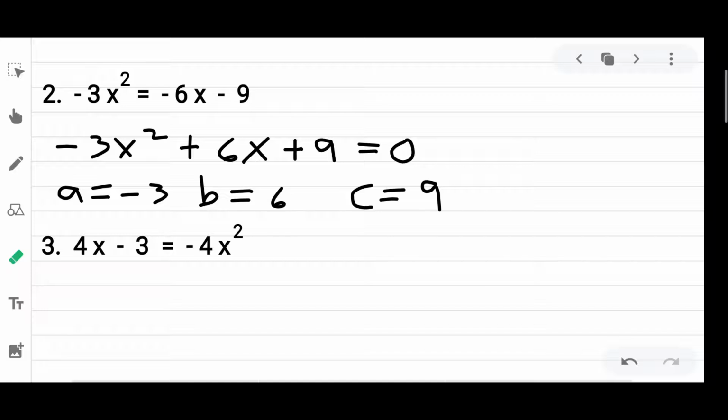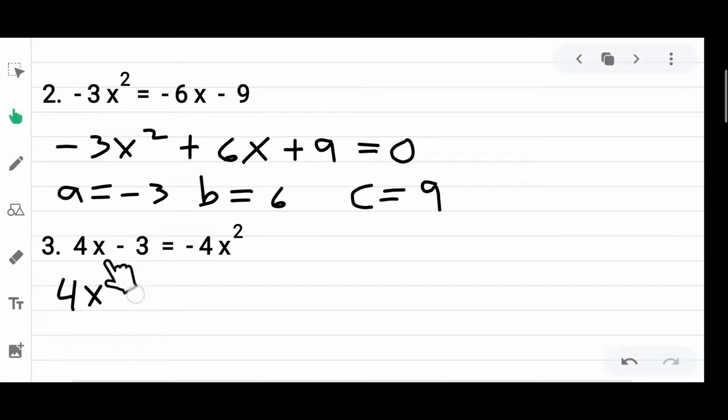For our third example, we have 4x minus 3 equals negative 4x squared. So, kung napapansin ninyo, si negative 4x squared, dapat nandito siya sa unahan, di ba? Dapat yung quadratic term natin laging nasa unahan. Okay, so paano natin gagawin yon? Ilipat natin si negative 4x squared sa kabila, magiging positive 4x squared na siya.